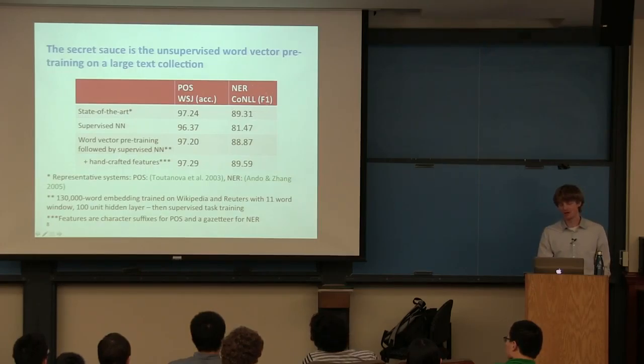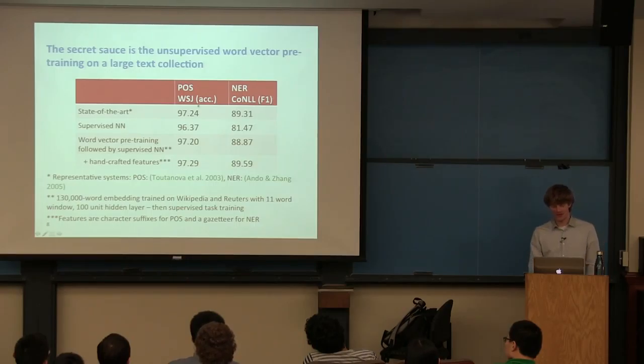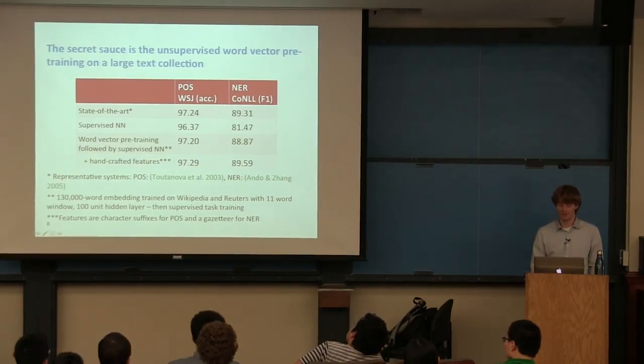And then here's the CoNLL task, which was a shared sort of competition a couple of years ago, almost a decade ago now, for named entity recognition. And for part-of-speech tagging, every single word has a part-of-speech tag, so accuracy is a reasonable measurement.